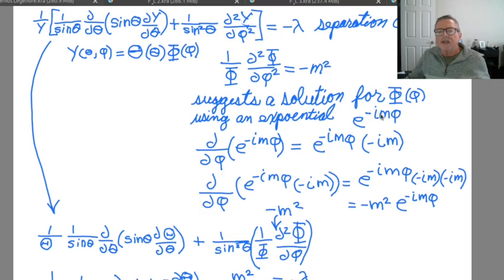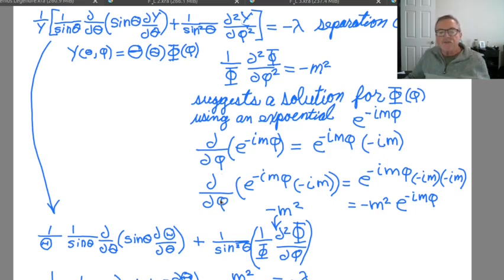Now e to the negative i m phi, so if we take the first derivative of that thing, what do we get? E to the negative i m phi, we got it right back, and then we multiply that times i m. Now why i m? Well, if you take the derivative of phi, you just get 1, right? Right, class? And so what's left over is the constant, which is i m, where i is the square root of negative 1, or i squared equals negative 1. Anyway, let's keep moving on here.